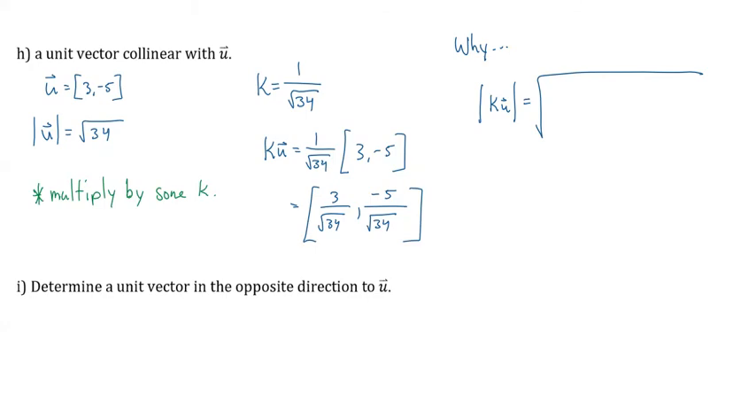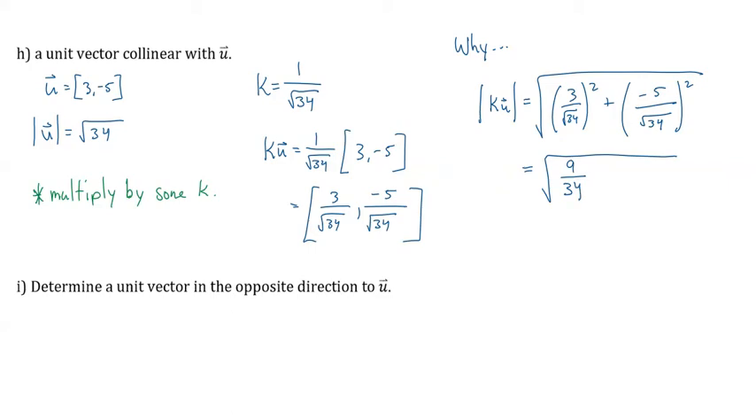Well, 3 squared is 9. Root 34 squared is 34. Negative 5 squared is 25. Root 34 squared is 34. Already have a common denominator. Well, what is 9 plus 25? It's 34, because that's where the 34 came from in the first place, because it came from the magnitude of u. So I end up with the square root of 34 over 34, square root of 1, which is 1. So the magnitude is 1, and it always will be if you divide each of the components by the magnitude of the overall vector.